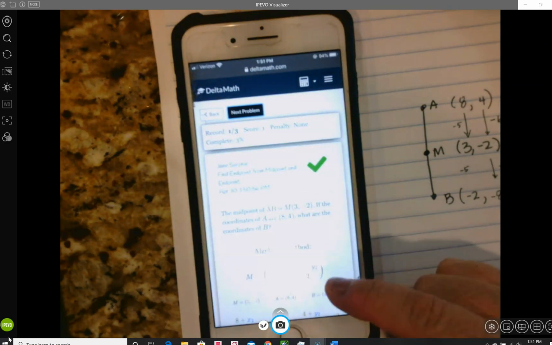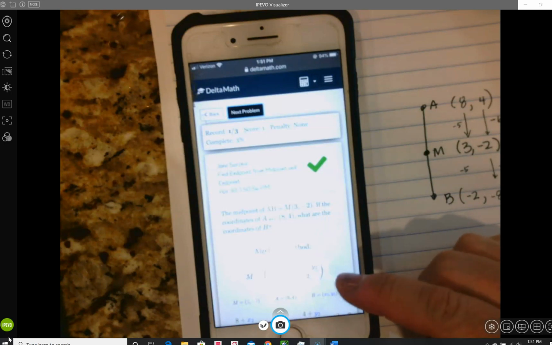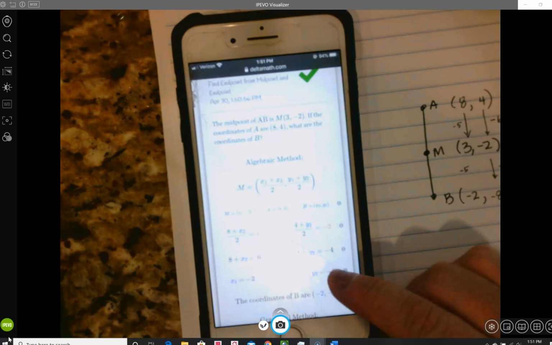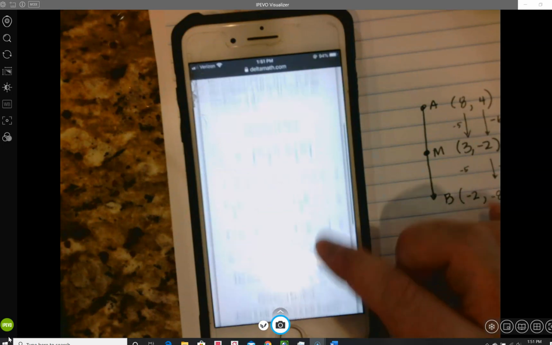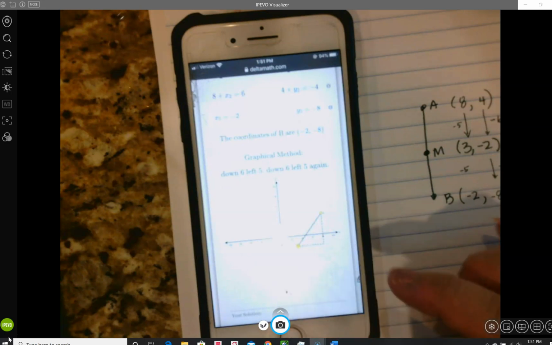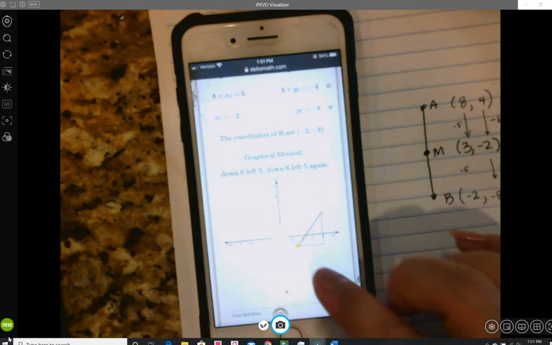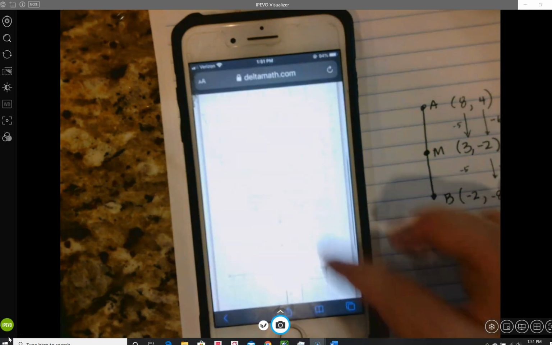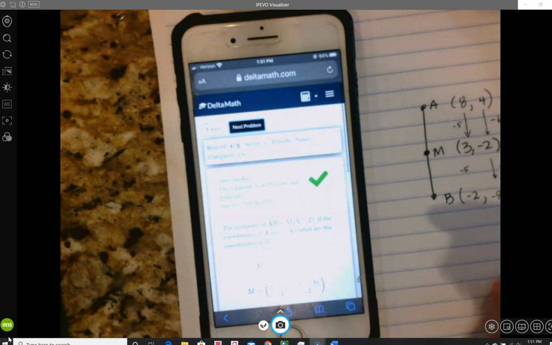Now, they give you the worked out solution. There is an algebra method. If you remember, we did this in class, but then we kind of gave that up and started doing our graphical method, because that was a bit easier for most people. You can always see the worked out solutions after you put in your problem.